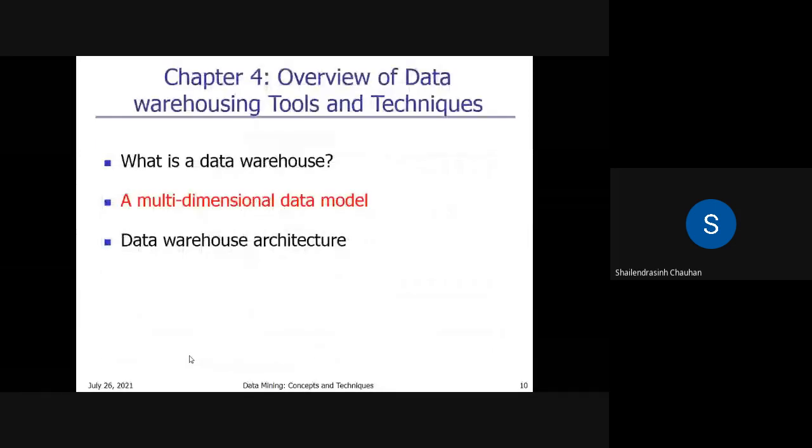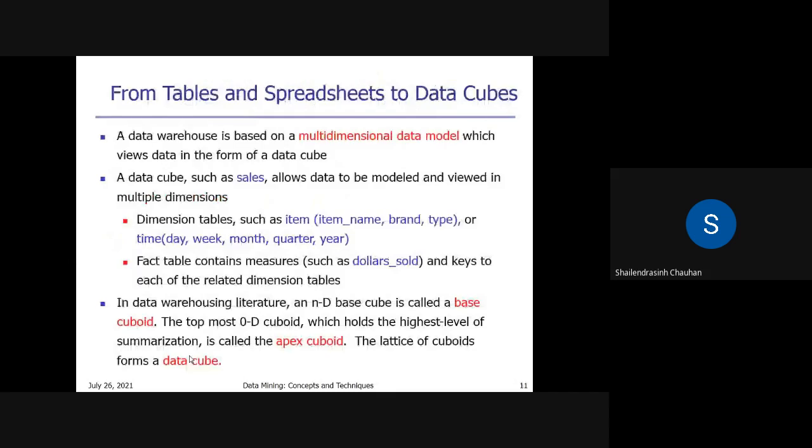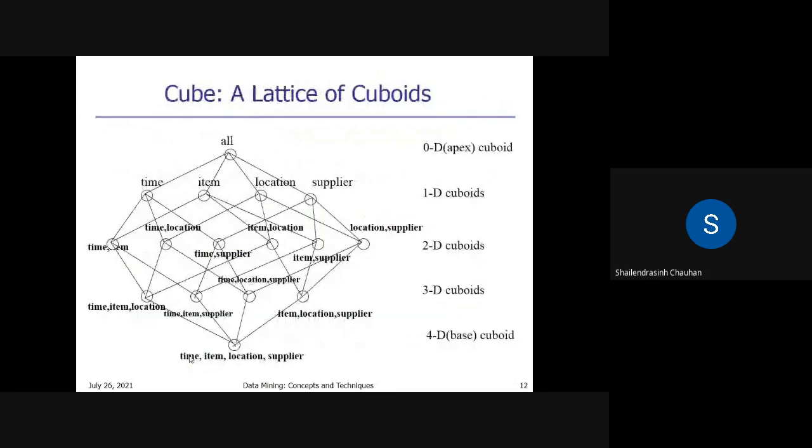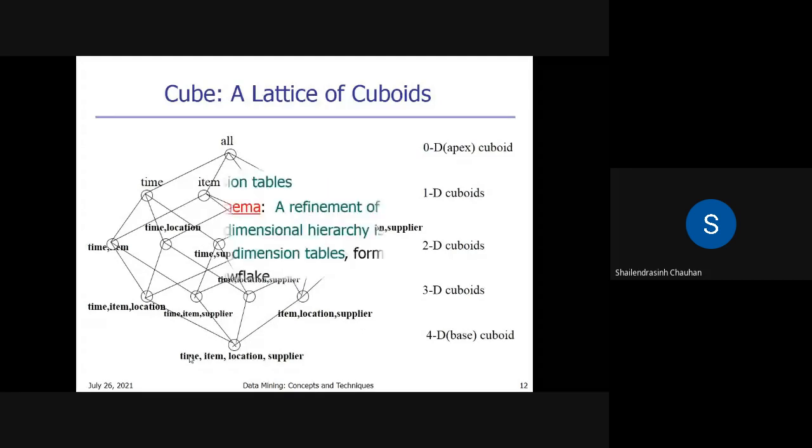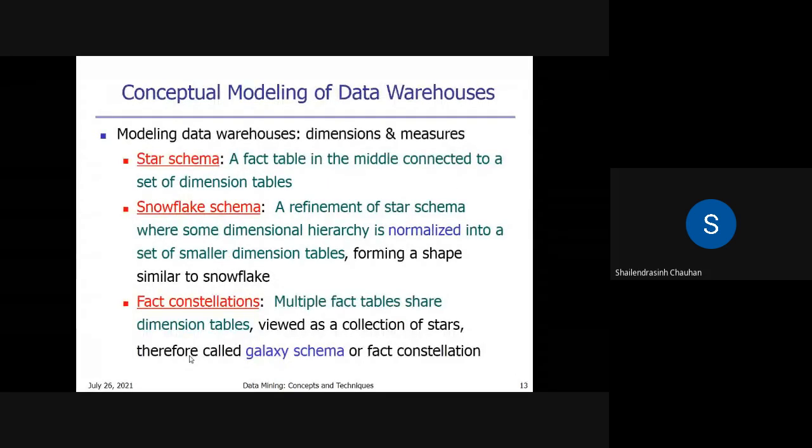Then we had also seen that we need to store data in a multi-dimensional model. So in that, you have hierarchies, and you have cuboids. You're going to prepare the combination of 2, 3, 4 dimensions, and the cuboid with 0 dimension is known as the apex cuboid, and the cuboid with the highest dimensions is known as the base cuboid. And then we had also seen schemas.